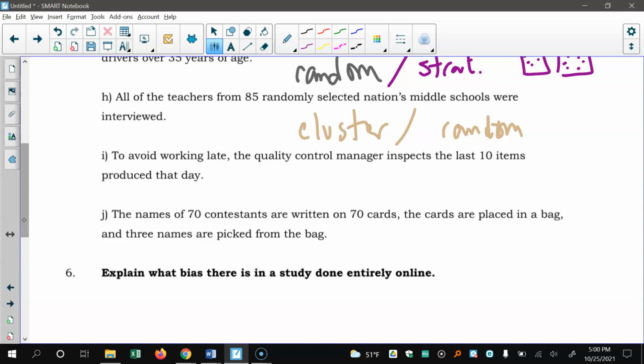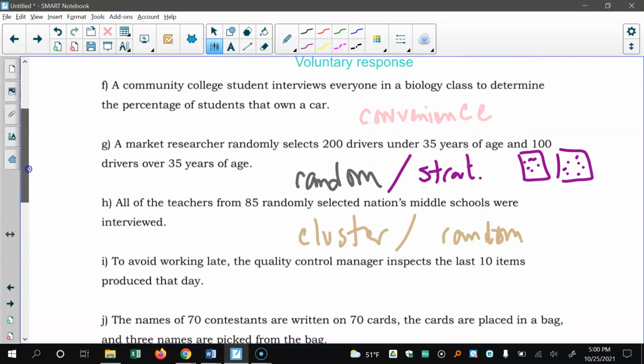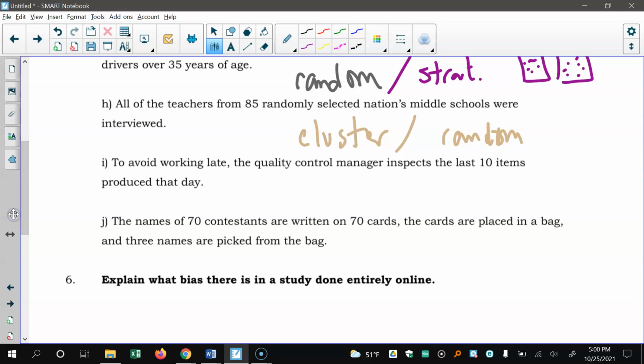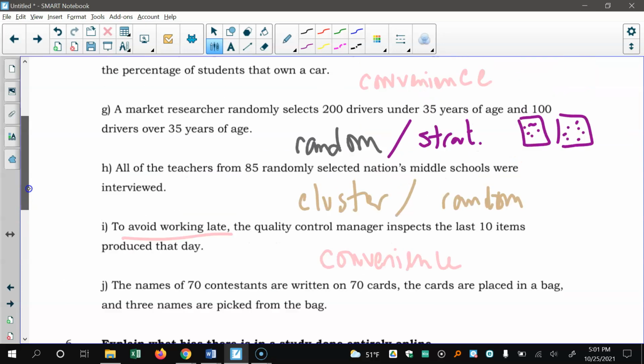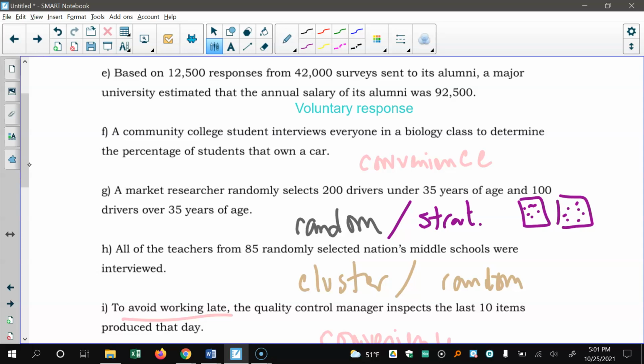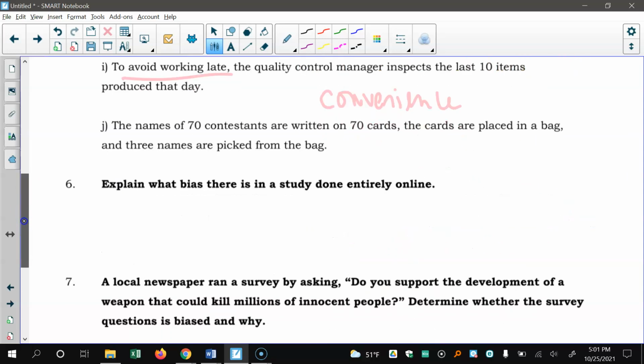The last 10 items are not every other 10 items. And to avoid working late, this sounds like they're trying to be really convenient about this. So I'm going with convenience on this one. The key here was avoiding working late. And the one above, it was interviews everyone. Well, no, that one's not as clear. I'm going to keep going.